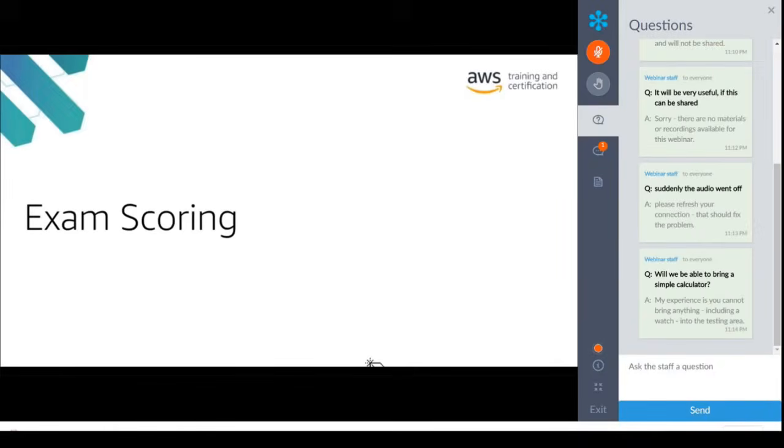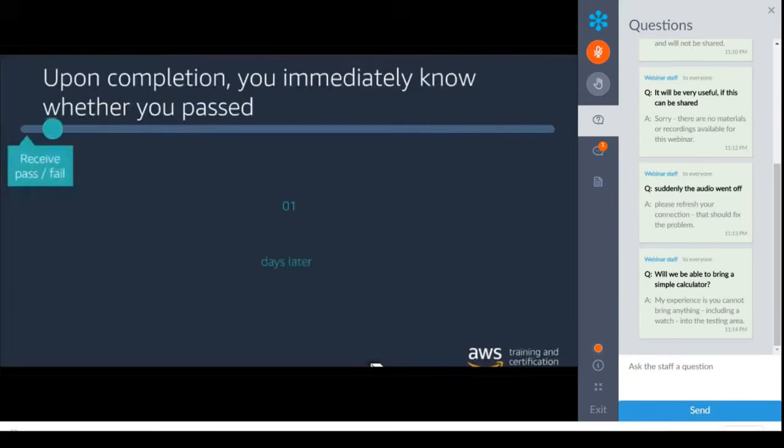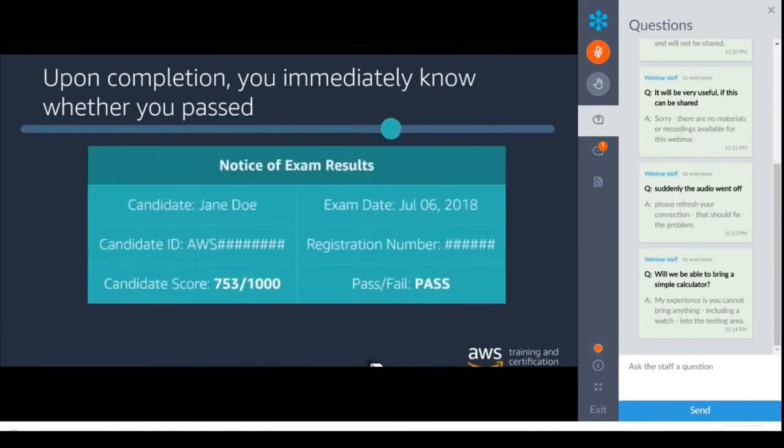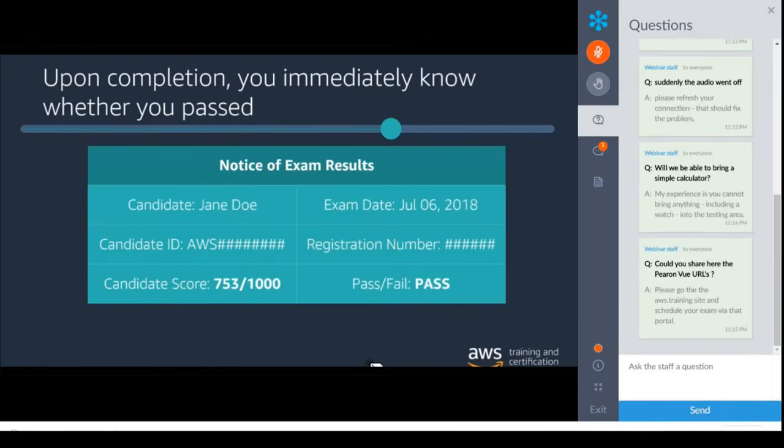So what about scoring? You will know right away when you're done with the exam whether you passed or not. Upon completion, the interface will tell you. But within 5 days, you will receive an email with an actual report as well, and you'll see the results in your transcript. But it does take a little bit of time to synchronize into the transcript and for you to receive officially the certification from AWS.